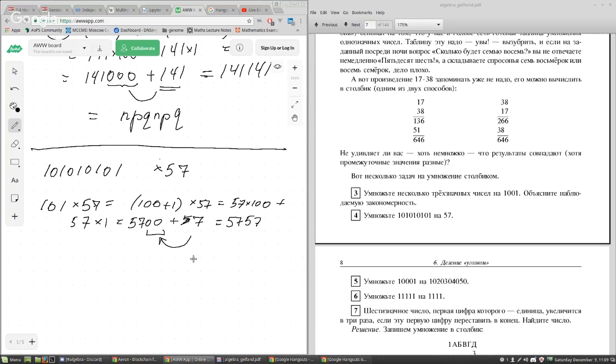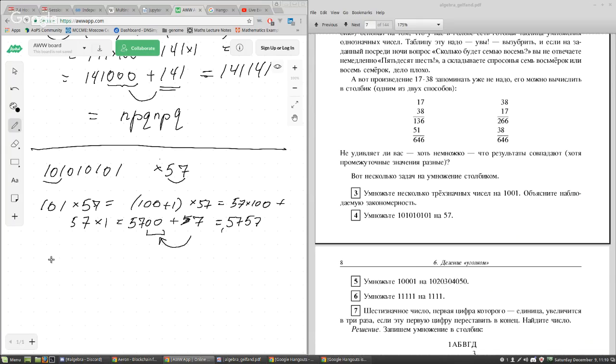So what does this tell me? This tells me if instead of 3 digits, I have a 2-digit number, then instead of multiplying by 1001, I should multiply by 101 to get to repeat those digits twice. Okay, so we just saw that if I take 57 and multiply by 101, I'm repeating these digits twice, right?